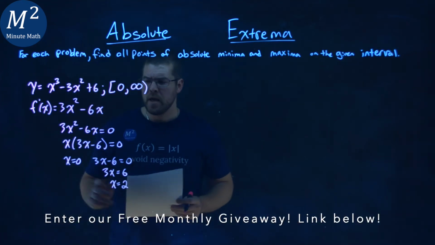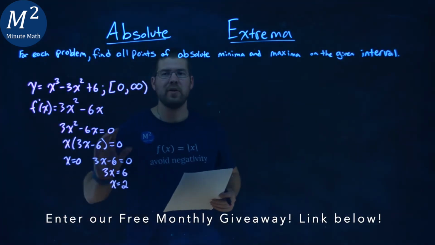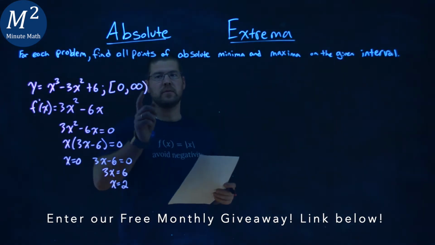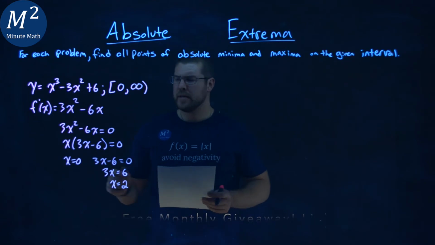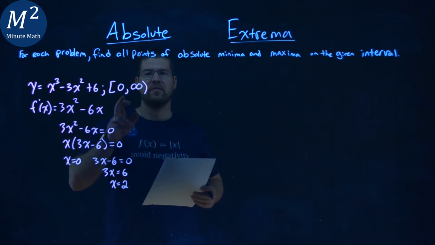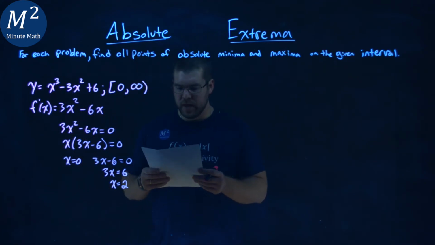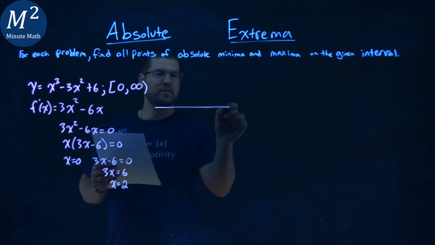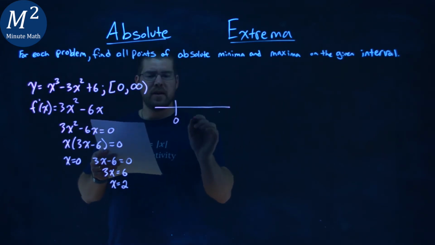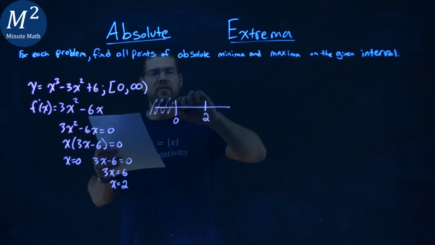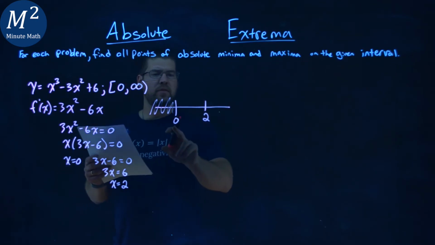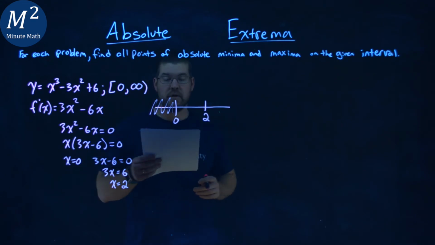Now both of these critical values are within our interval from 0 to positive infinity, but it's going to be a little different when we do the first derivative test here because, well, we don't have any values less than 0 within the interval. So I like to draw it sometimes, just to show you what we're doing here for the first time, but then I cross this off. This part doesn't matter. We have 0, we have 2, and we go to positive infinity.